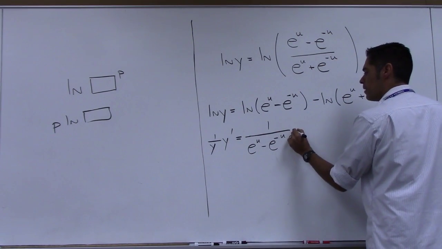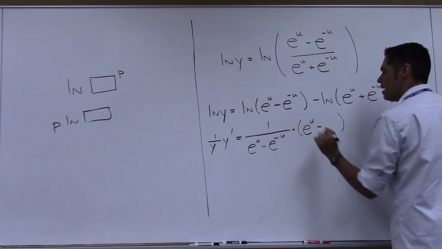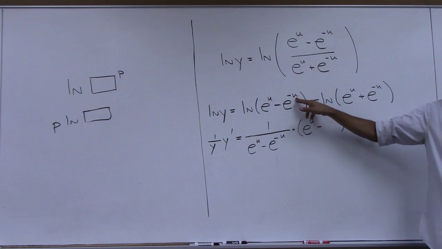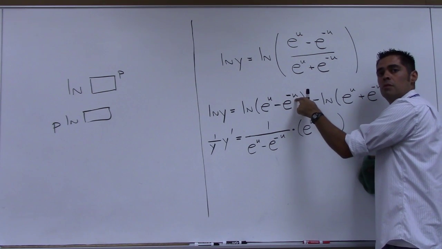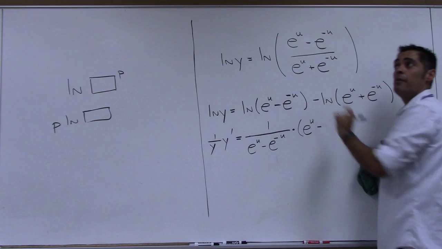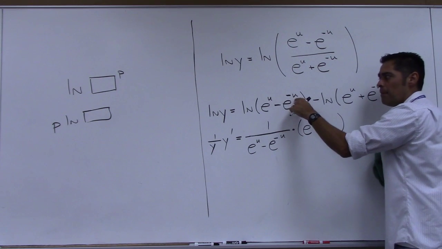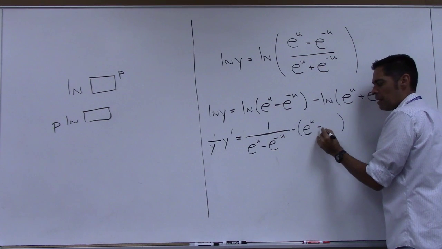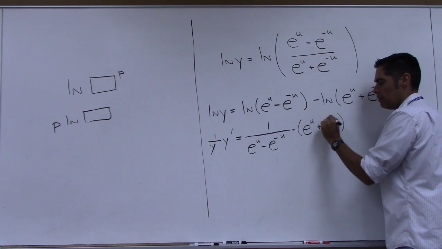So 1 over this times the derivative of what was in there, which we're saying was e to the u, minus, now be careful on this one, the derivative of e to the negative u is e to the negative u, times the derivative of what's up here. What's the derivative of what's up here? What's the derivative of negative u? What's the derivative of negative x with respect to x? Negative 1? So when you take the derivative of what's up here, you have to take the derivative of negative u, which is negative 1. But it was already minus, right? So it's actually going to become plus e to the negative u.